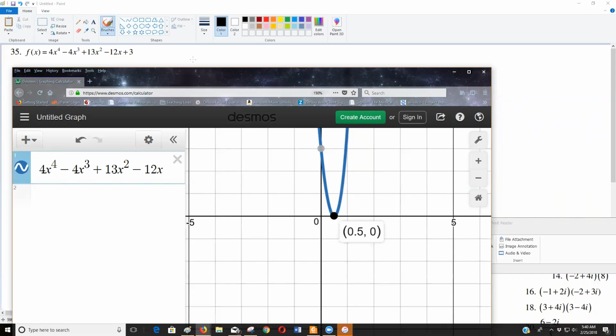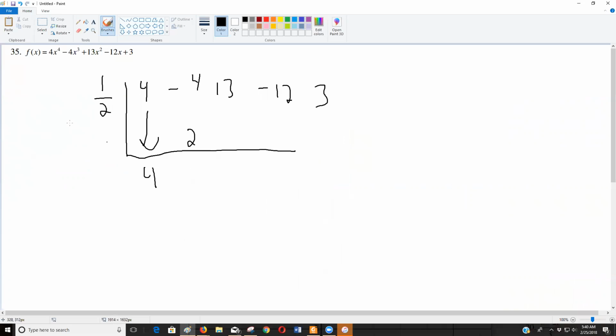So I'm going to run synthetic division through this. I started the synthetic division. Remember, I'm not missing any powers of x, so I didn't have to include any zeros here. I brought down the 4, and then 4 times 1/2 is 2. Then negative 4 plus 2 is -2. Negative 2 times 1/2 is -1, which becomes 12. 12 times 1/2 is 6, which is -6, and -6 times 1/2 is -3, and we get a 0, as we knew we should.